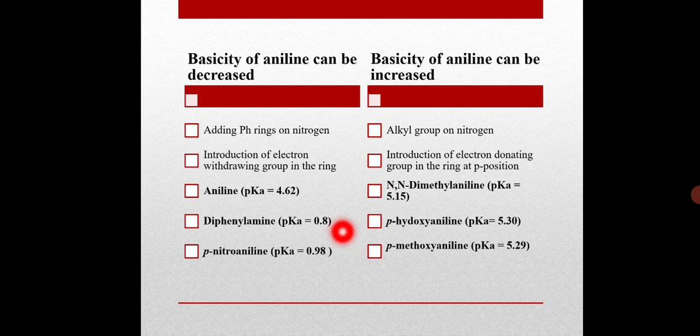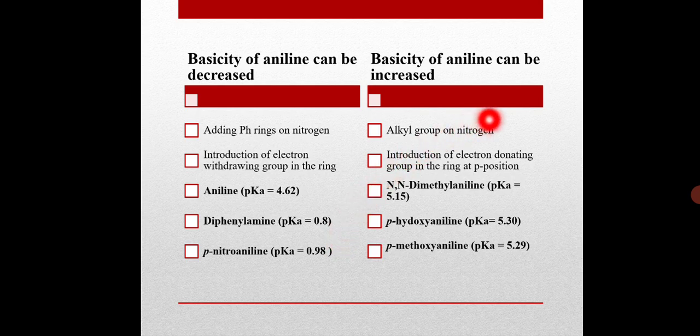the basicity is decreasing. Introduction of an electron withdrawing group in the ring also decreases the availability of the lone pair of electrons on aniline, and that also decreases the pKa value. And so the pKa value for paranitroaniline is 0.98. Lower the pKa value, lesser will be the basicity.